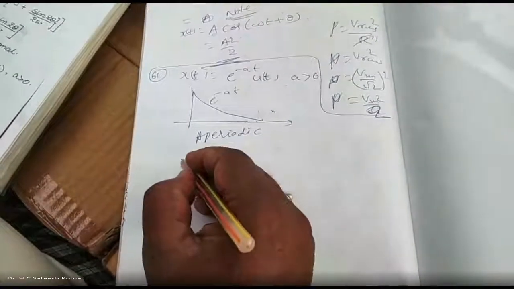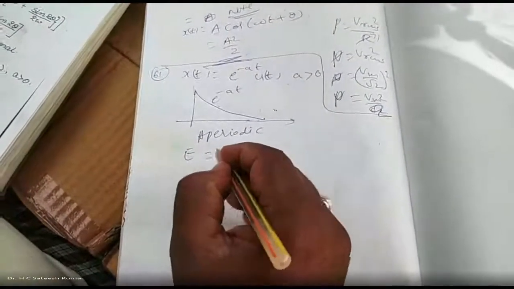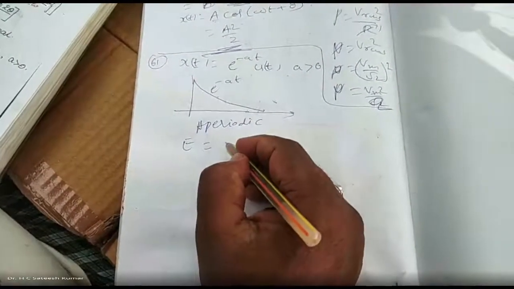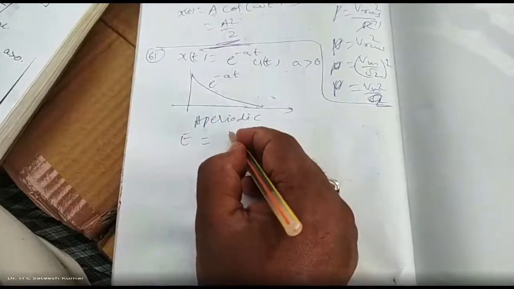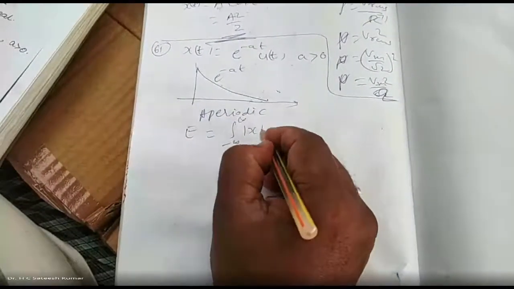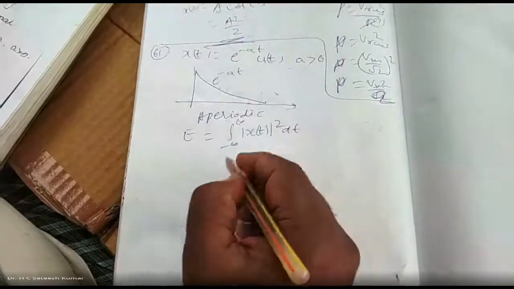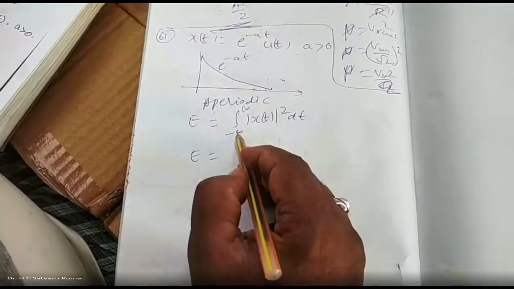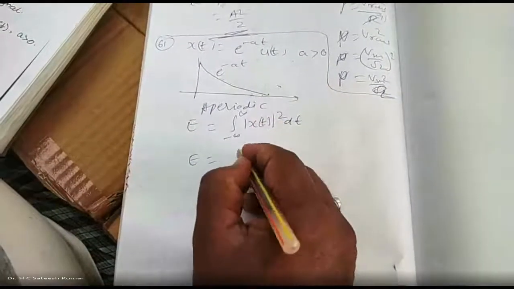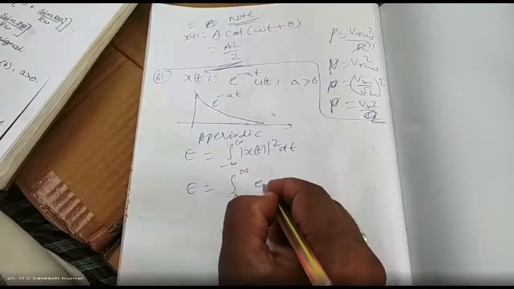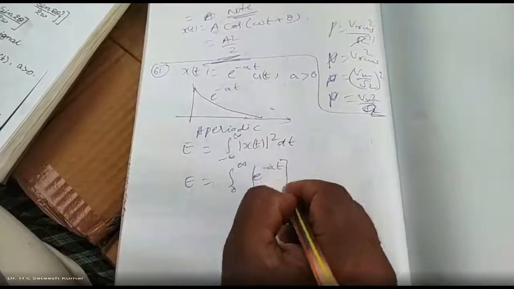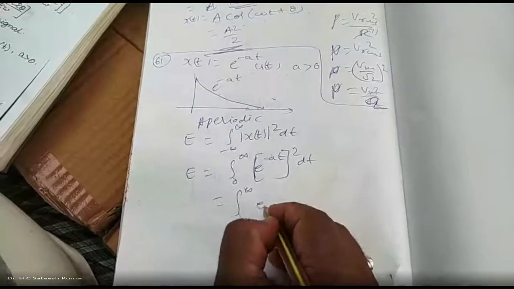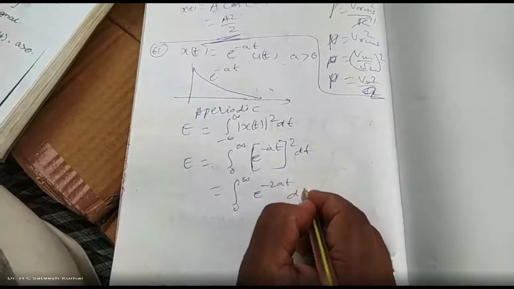Therefore, energy is equal to integration from where to where? Integration from minus infinity to plus infinity, magnitude of x of t whole square dt. Even though the integration is from minus infinity to plus infinity, my signal is ranging from 0 to infinity. So it is the integral from 0 to infinity of e to the power of minus at whole square dt, which is the integral from 0 to infinity of e to the power of minus 2at dt.